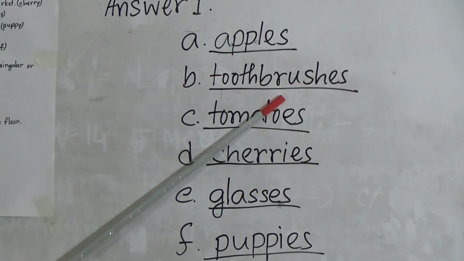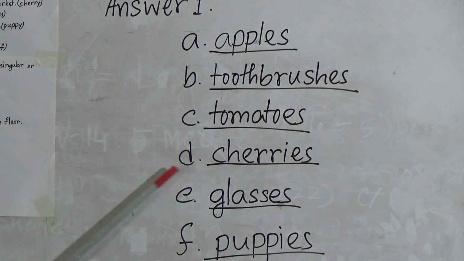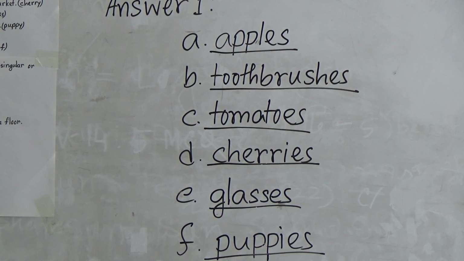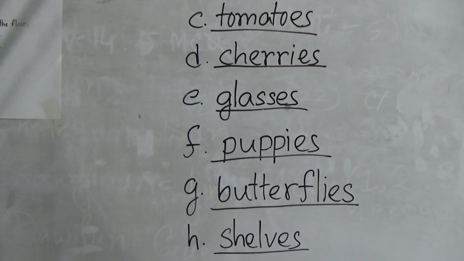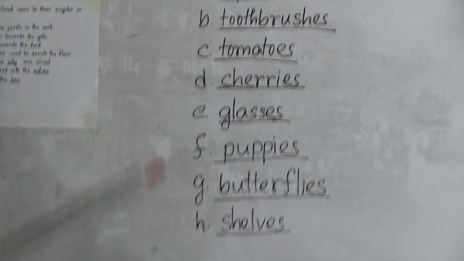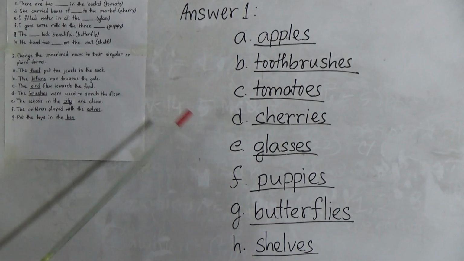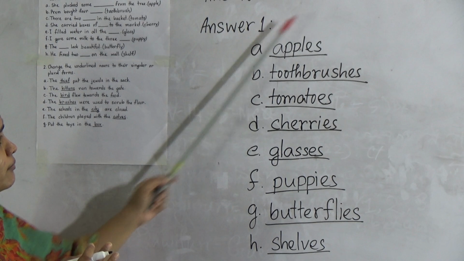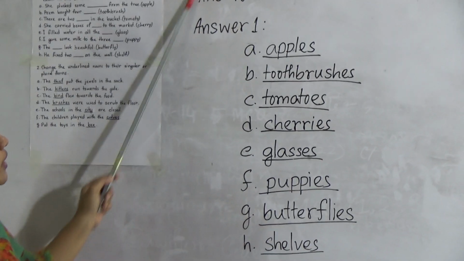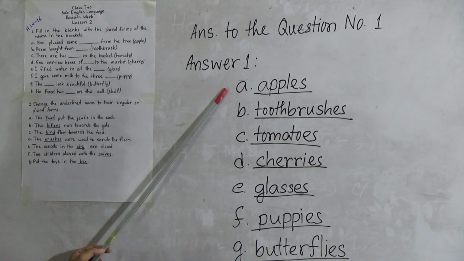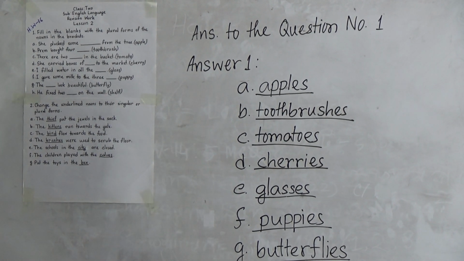Number B, toothbrushes. Number C, tomatoes. Number D, cherries. Number E, glasses. Number F, puppies. Number G, butterflies. Number H, shelves. So if this question comes in your exam, you will do this exercise like this. You will just write the answer, and of course you must mention the main question number 1. You can follow these 2 ways, this one or this one, and you must mention the sub question number. Be careful about it. And now we will go to our next question.